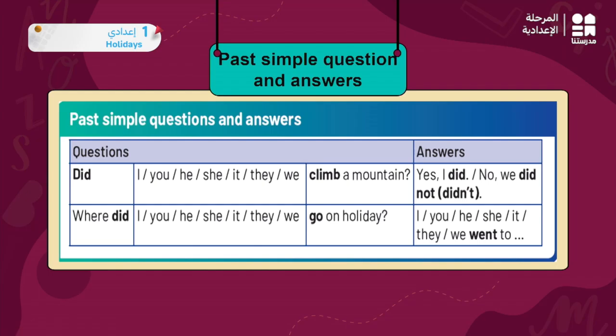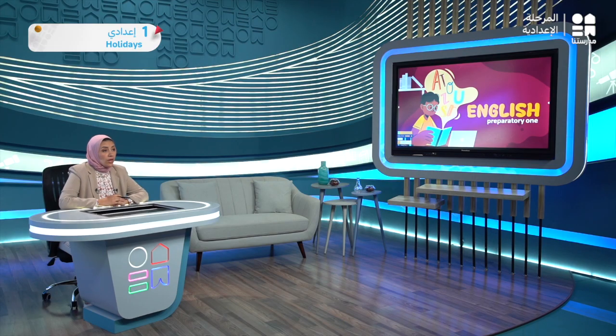Let's look at the schedule. This schedule sums up what we have said: the auxiliary verb did with all the pronouns, I, you, we, they, he, she and it. If I want to make a WH question, I'll start with the WH question words, what, where, when, how, using the auxiliary did, again with the basic form of the verb, the verb without adding anything.